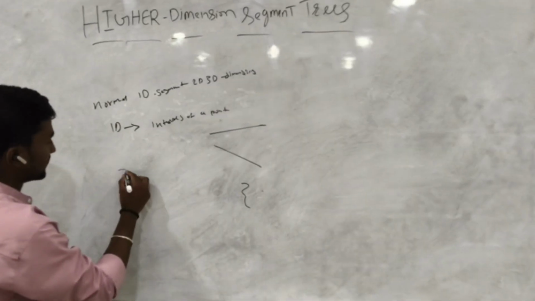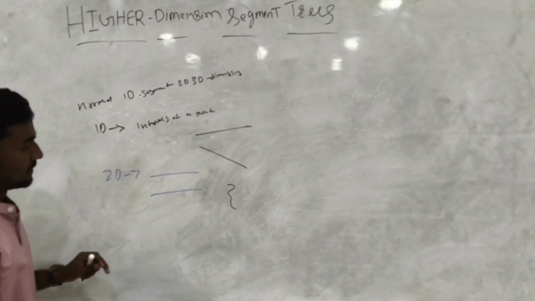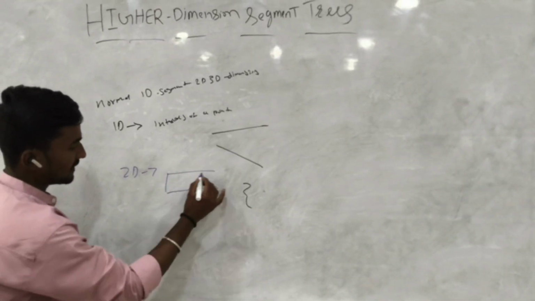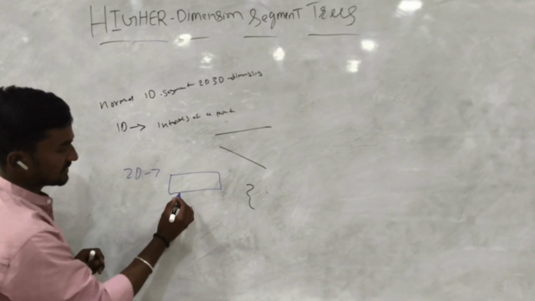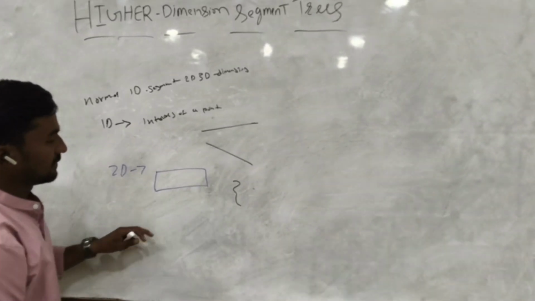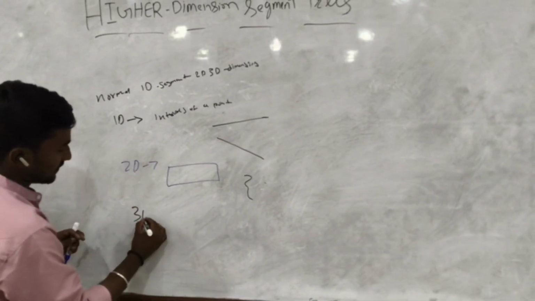In the 2D segment, it has two lines. These are two perpendicular lines. If we join these two perpendicular lines, it forms a 2D segment, which is a two-dimensional segment. By intersecting and joining the two points, it forms a 2D segment.